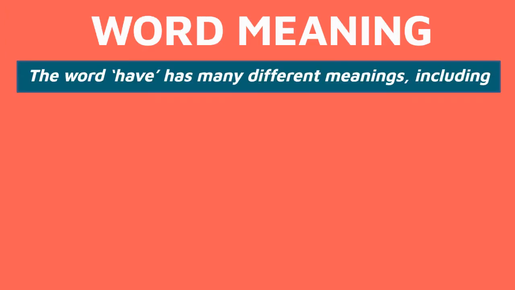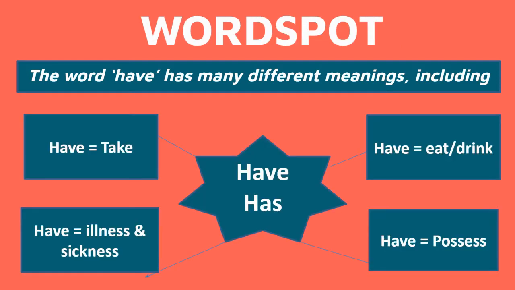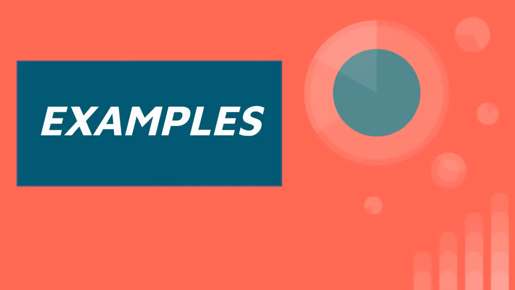The word have has many different meanings. It can mean have as in to take, have an illness or a sickness, have as in something to eat, something to drink, and have to possess something, to own something. Here are some examples of those usages of the word have.